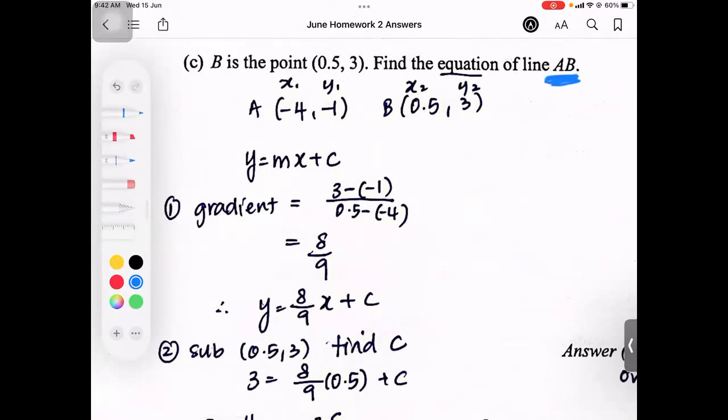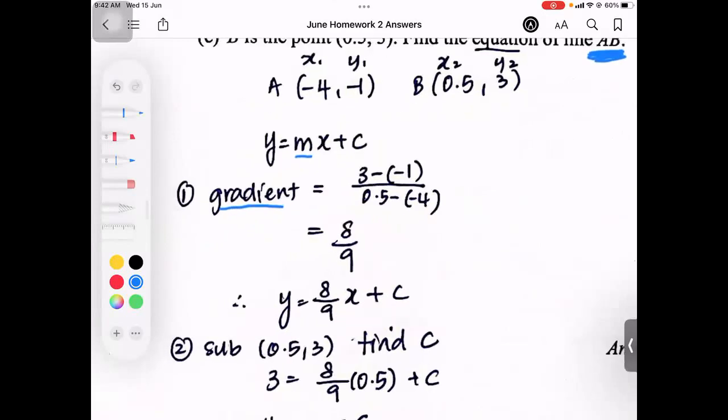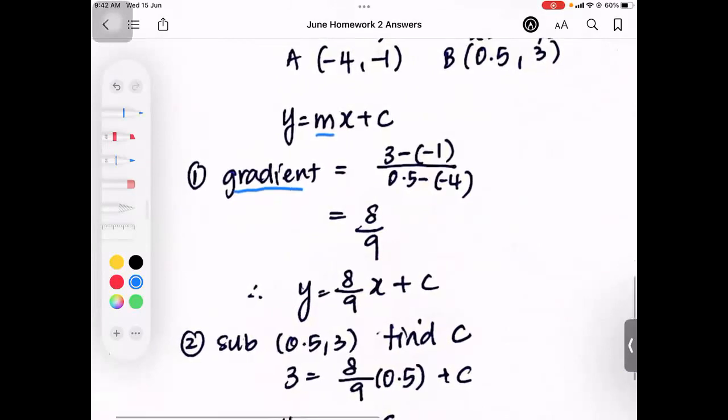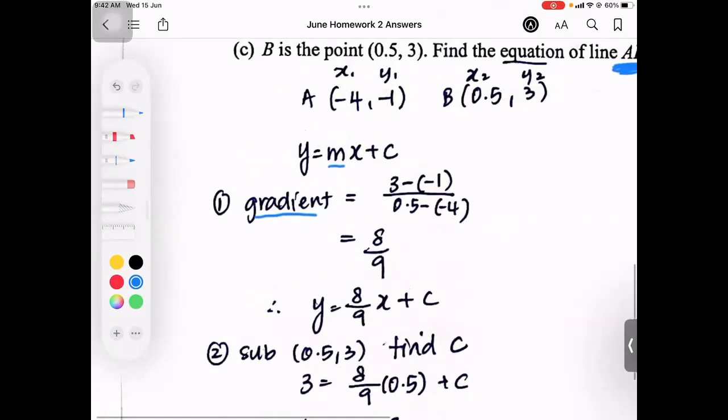So first step, we need to find the gradient m. First step, always the same, find the gradient m. Okay, so we use y2 minus y1 over x2 minus x1. We have done this a couple of times already, these few days, yesterday and today. So hopefully you still remember. Okay, so please be careful with negative sign, right? Value may change. So we get gradient is 8/9.